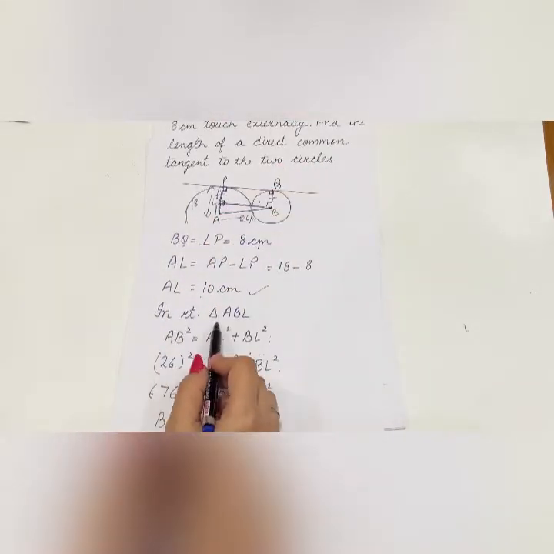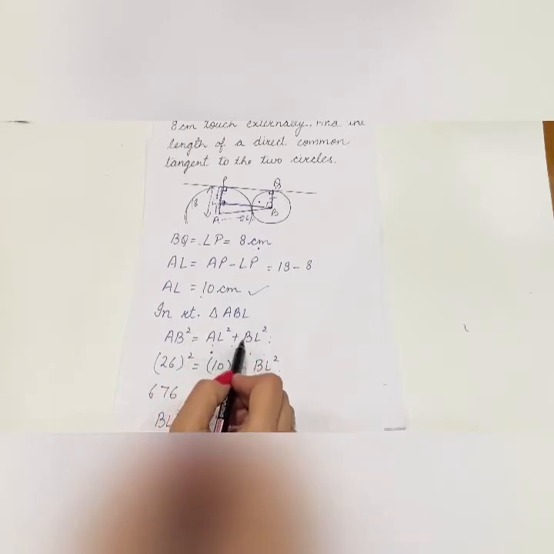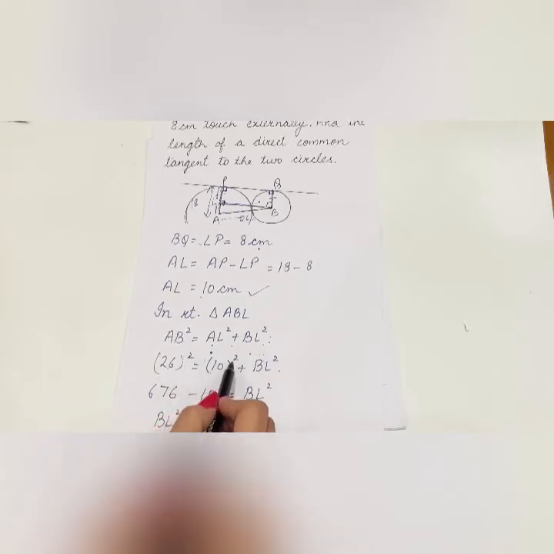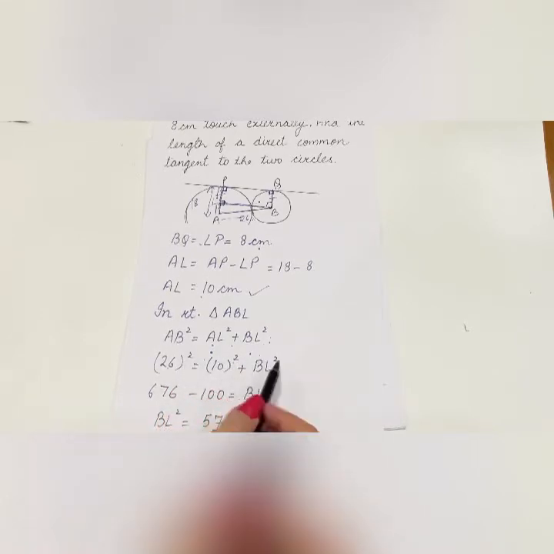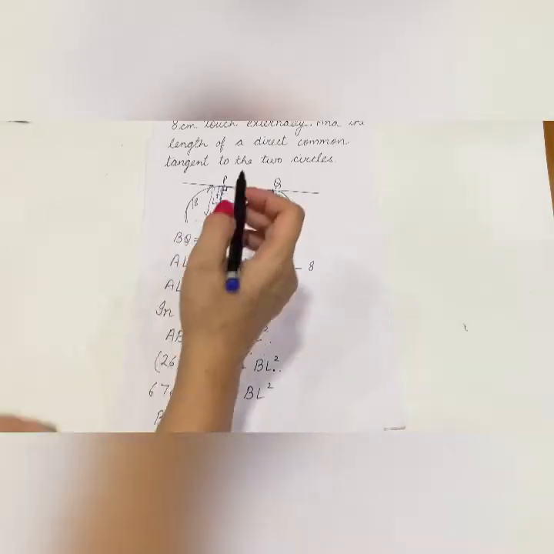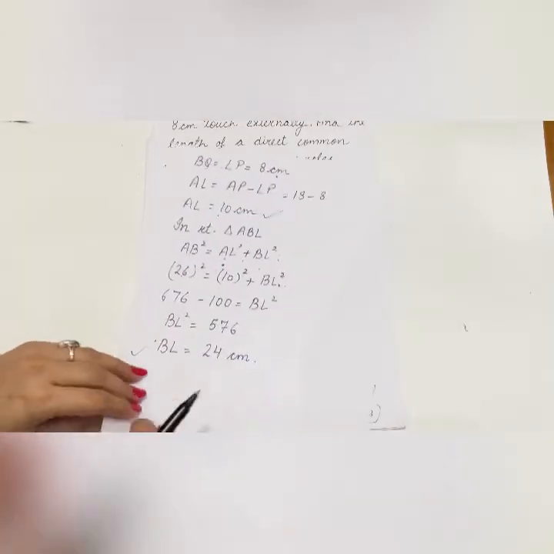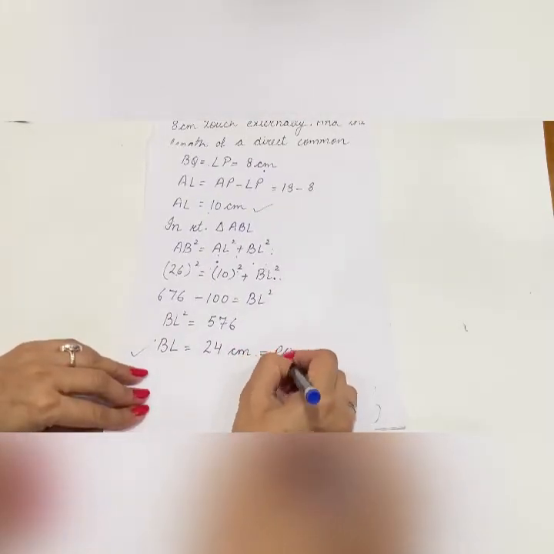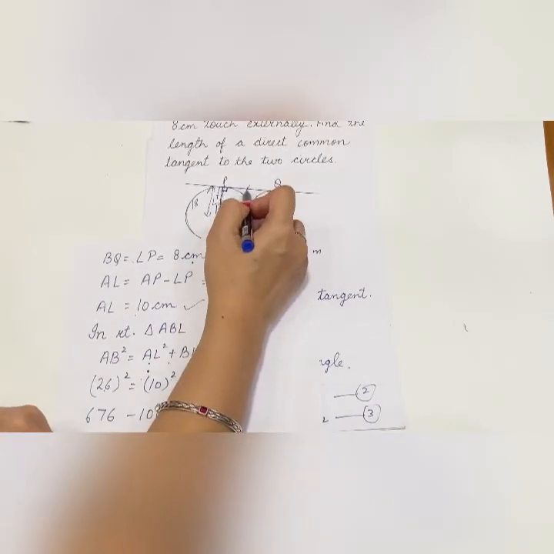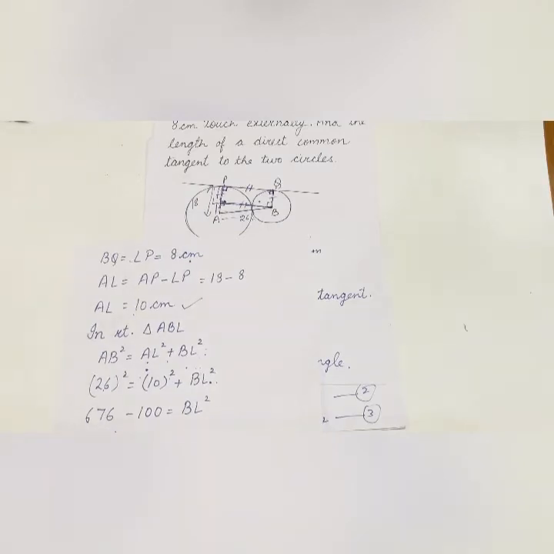So, in right triangle ABL, we have AB square is equal to AL square plus BL square. AB is 26, so 26 square is equal to 10 square plus BL square. And that gives you BL is equal to 24 centimeter. Now this BL comes out to be 24 centimeter. Therefore PQ is also equal to 24 centimeter because this BL is equal to PQ. They are the opposite sides of the rectangle.